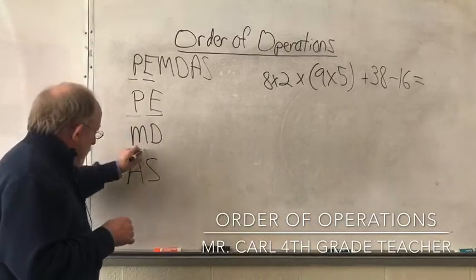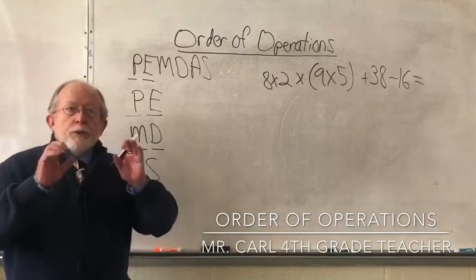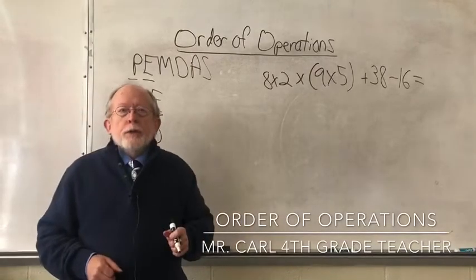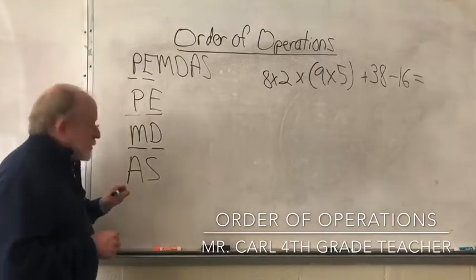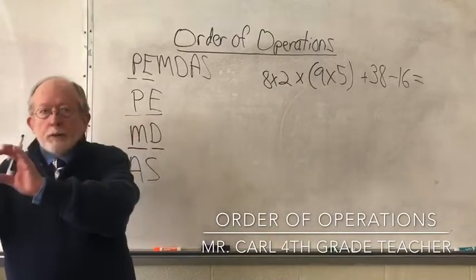The MD is multiplication and division. You do that next, but you do those when you see them left to right. And the last thing you do in the equations is you add and subtract. And again, when you see those, you do them left to right.